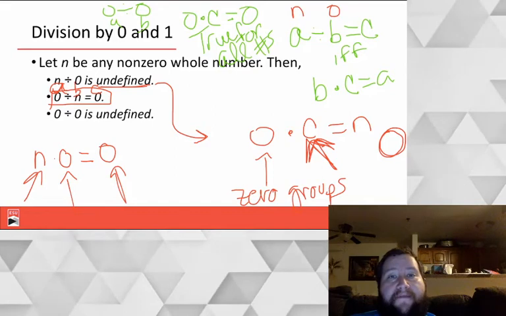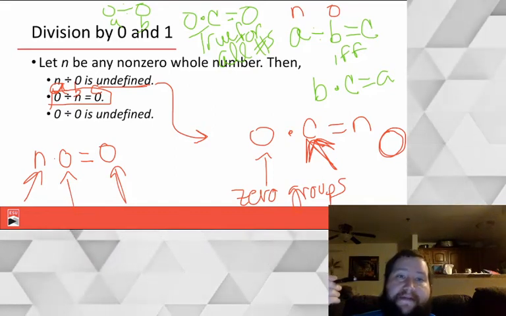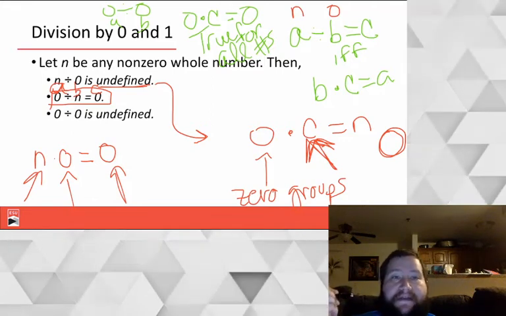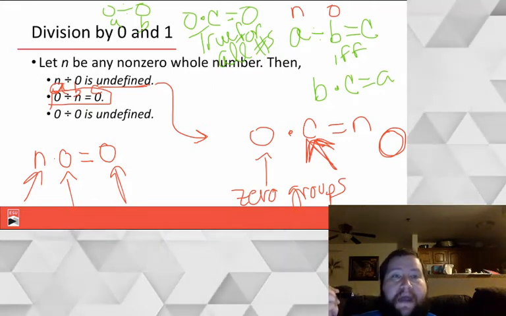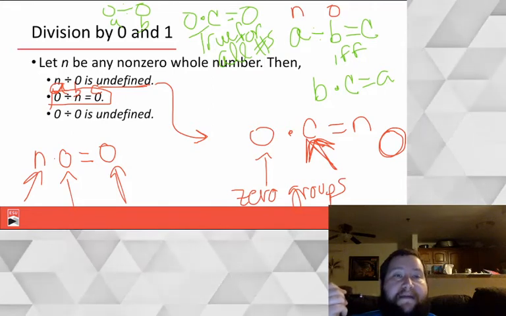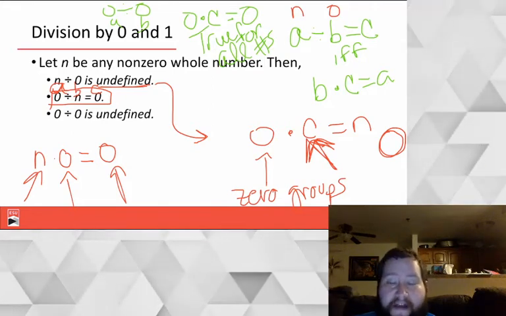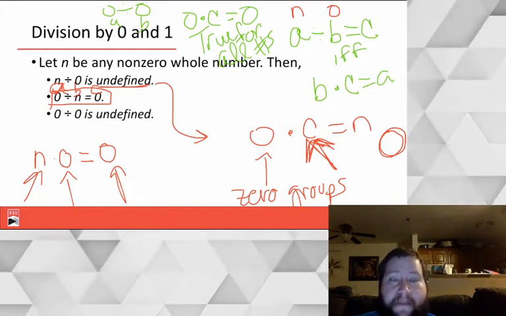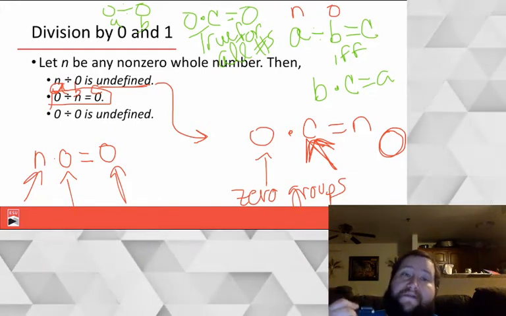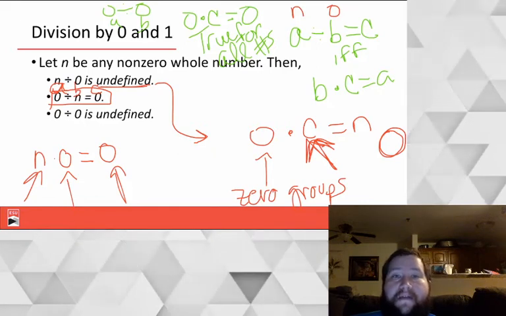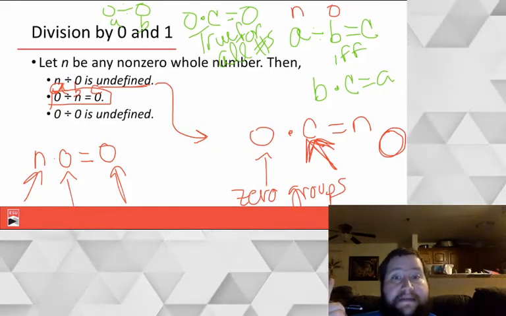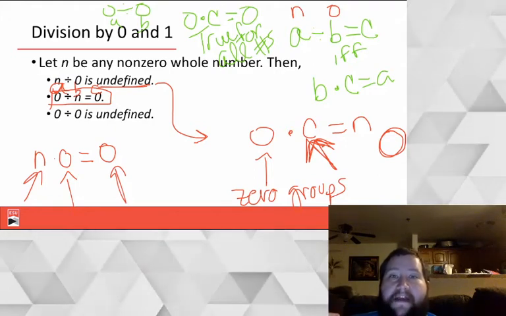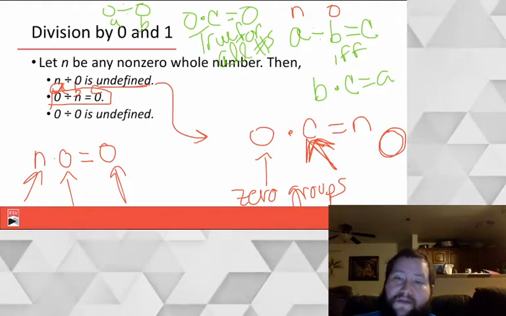So what we end up having is n divided by 0 is undefined because c doesn't exist. There is no c that makes it true. 0 divided by n is 0 because you can fairly share nothing with any number of people. They all get nothing. But then 0 divided by 0 is undefined because c exists, but now we have too many. There are infinitely many. c could be any number, and it will still hold true.